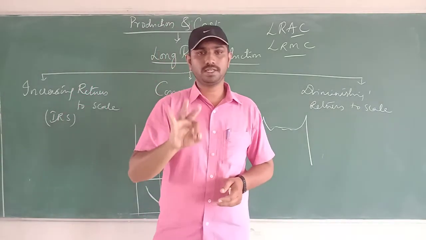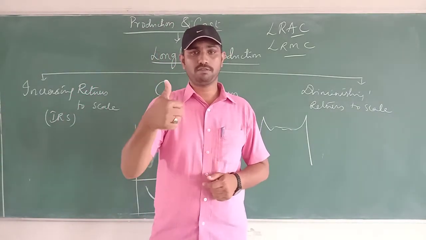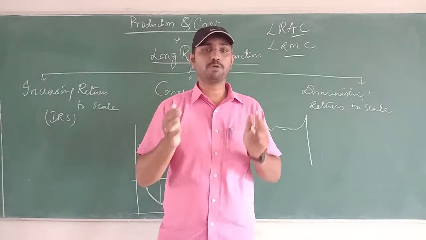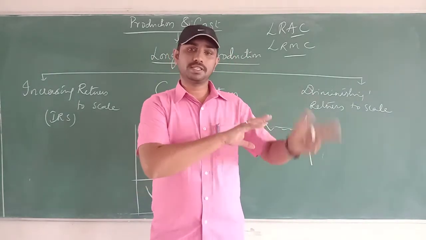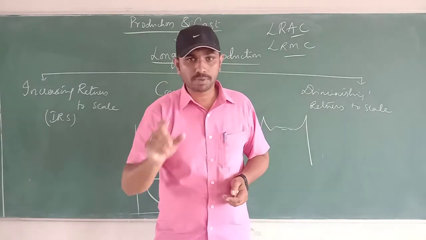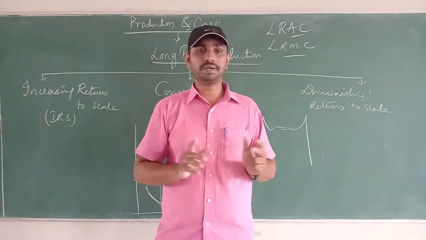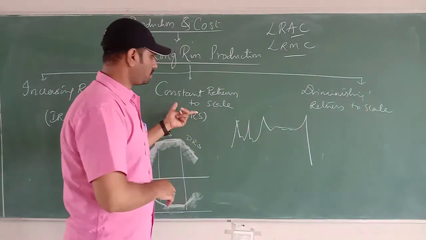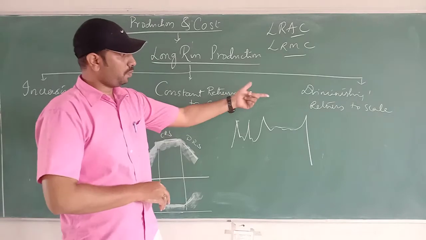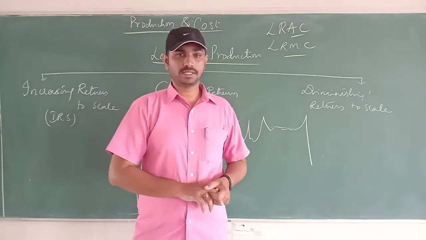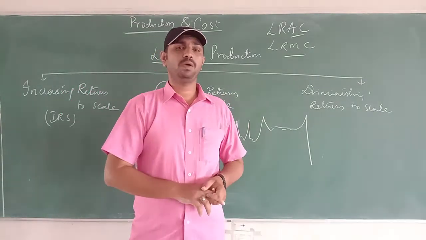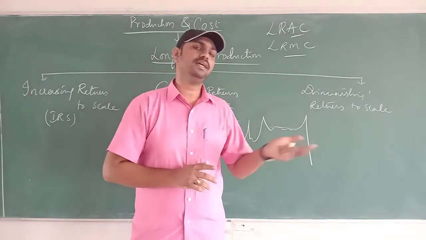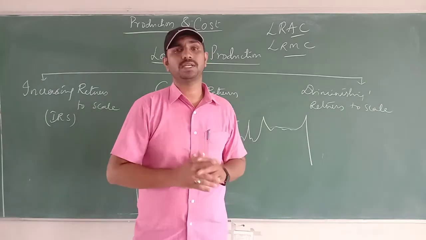So these are the three stages of long run production. The first one is called increasing returns, where the proportionate change of output is greater than the proportionate percentage change in inputs. Where the proportionate change in output and input is equal, that is called constant returns to scale. When it comes to the third stage of long run production, where the proportionate change in output is less than the proportionate change in input, that is called diminishing returns.